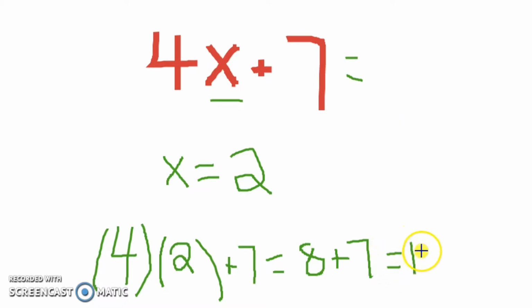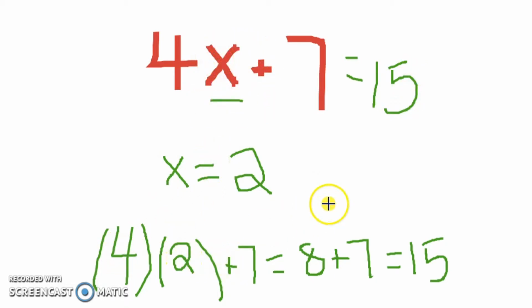So you can see when we were given a value for our variable, which in this case was x equals 2, it's very simple to solve the equation. You just plug in your 2 wherever you see an x and then simplify.